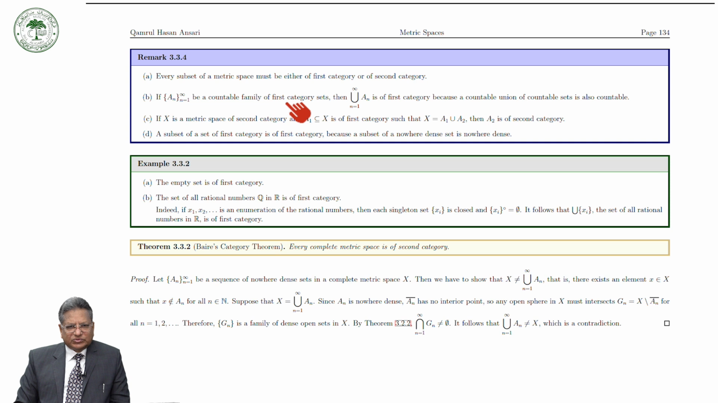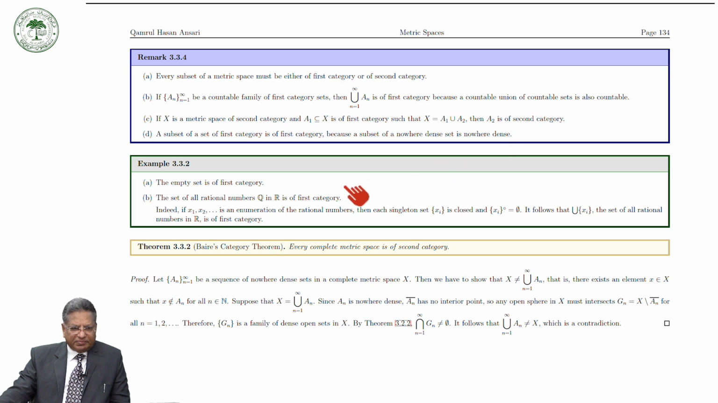That is to say, if X is a metric space of second category and A is a subset of X of first category, such that X is equal to A1 union A2, then A2 is of second category. A subset of a set of first category is of first category, because a subset of a nowhere dense set is a nowhere dense set.